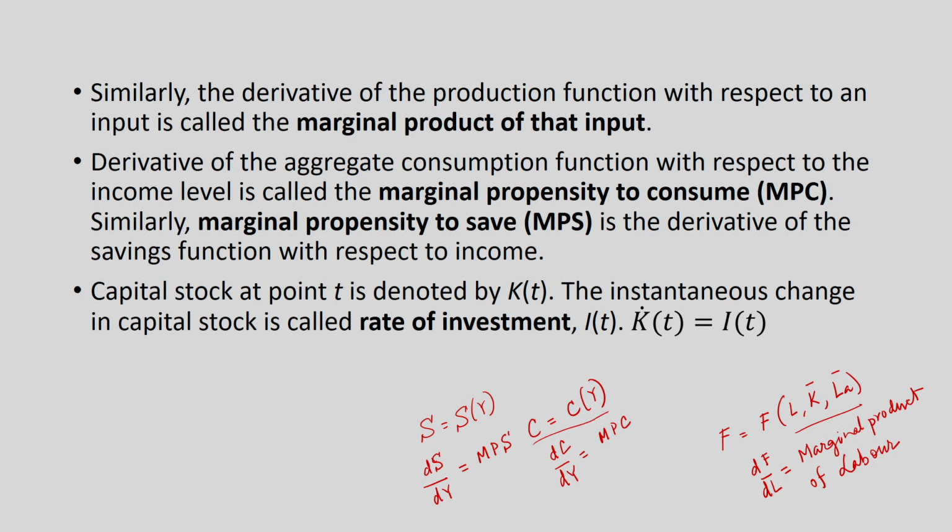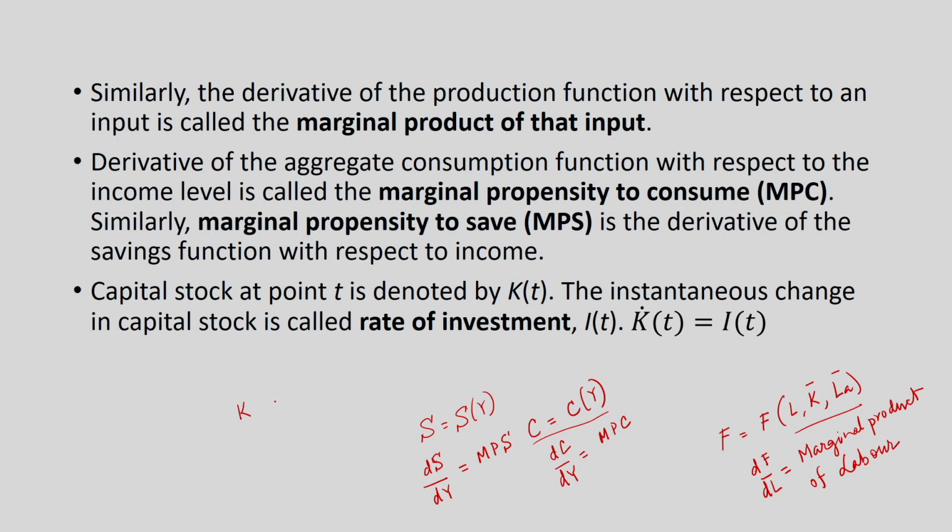Capital stock, again this is an example from macroeconomics. Capital stock at point t is denoted by K(t). The instantaneous change in the capital stock is called the rate of investment, which is denoted by I(t).